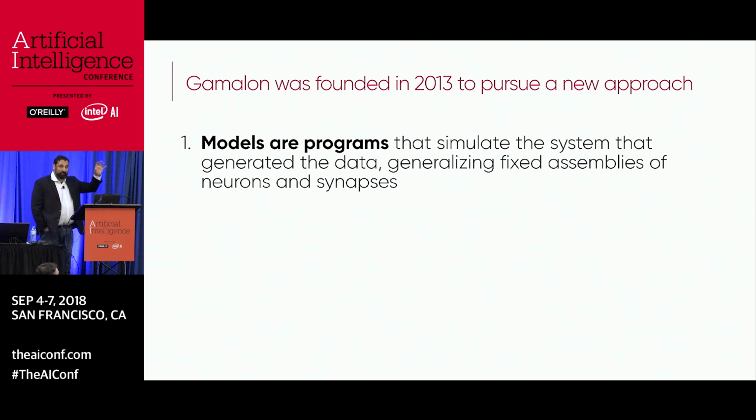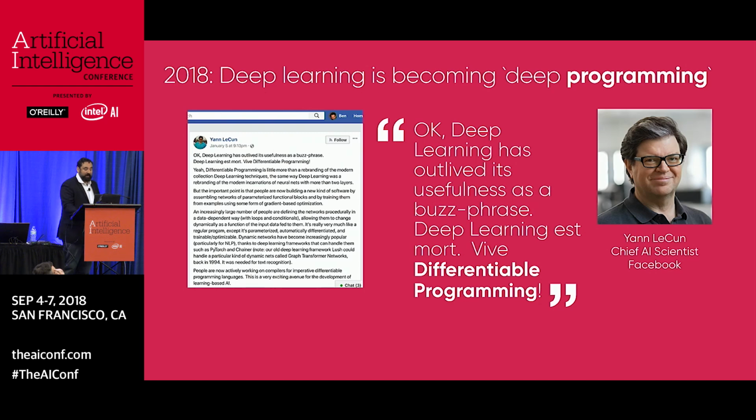We're moving from fixed arrays of neurons and edges, synapses, to actually programs that can reconfigure themselves on the fly. Yann LeCun, who's one of the great heroes of deep learning, has actually started talking about this now. We call it differentiable programming. Some people call it probabilistic programming. Those are deeply related. But it's basically saying we've got to move from fixed arrays to arrays that can self-configure.